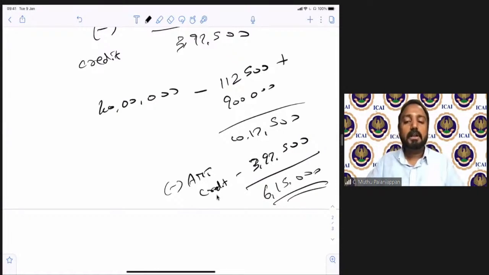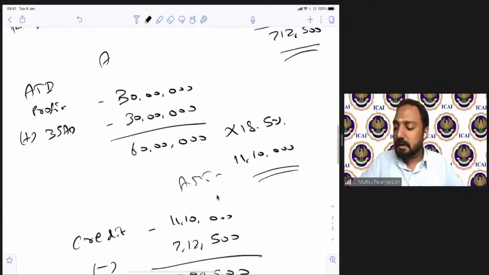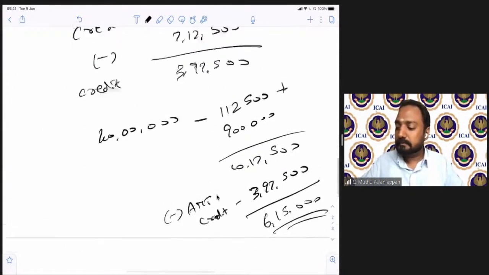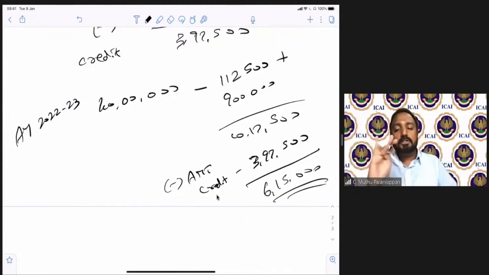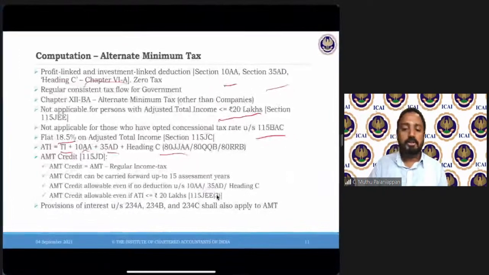Just see whether the calculation is right. So this 6,15,000 will become my actual payable in the next year. So this, let's say, is assessment year 21, 22. And this is assessment year 2022, 23. So now I'm taking credit. So this is what alternate minimum tax is about. Now we'll go back and read that provision again.